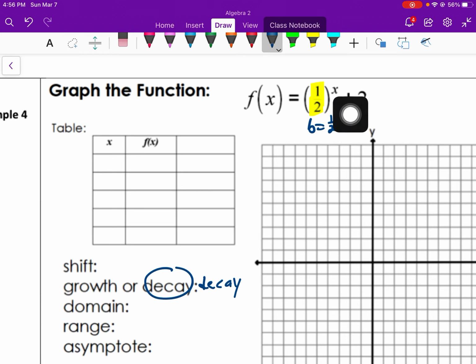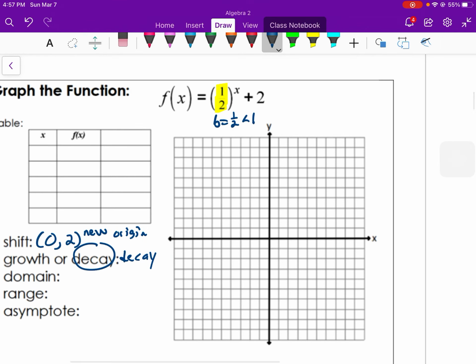The h sign will be the inverse because it's x minus h. K will stay the same, however. So our shift is going to be 0, 2, and we can call that our new origin again. And this is where we are plotting from. So 0, 2, and then I'm going to draw my new x and y lines here through, just to be clear that that's where our new origin is.